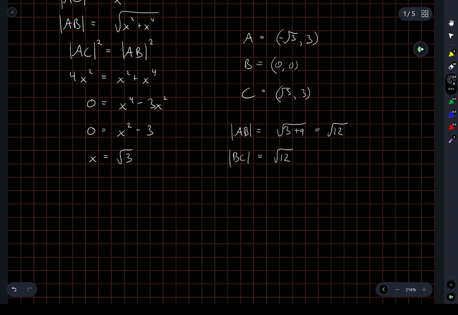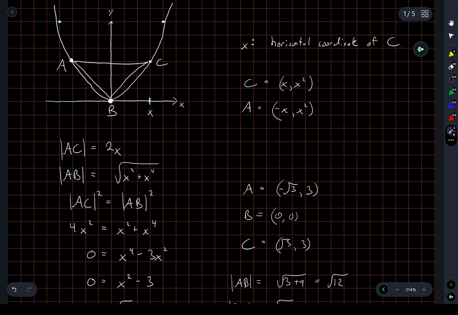But just to check that we have things correct, let's compute the length of AC. The length of AC is going to be 2 times the square root of 3, which in fact is the square root of 12. Okay, so nice little problem.